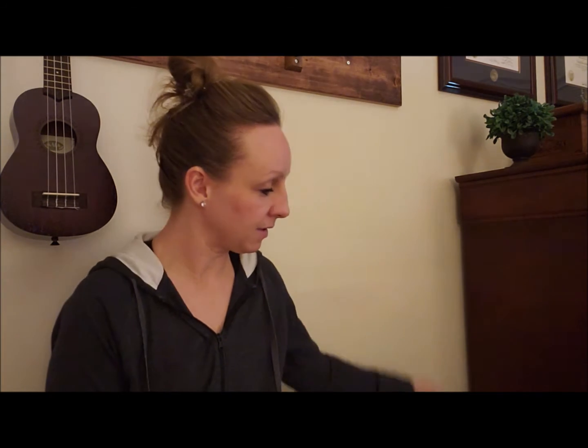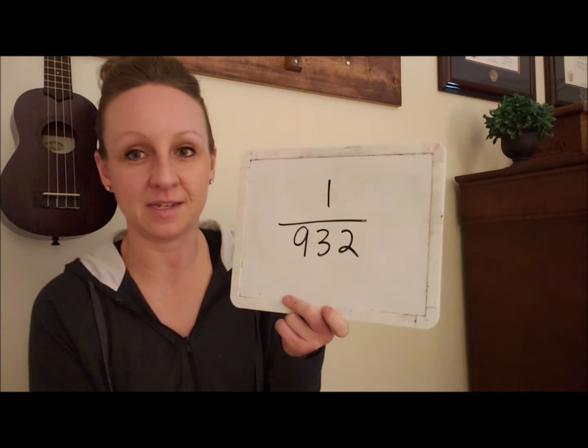Okay, so we're going to take a look at how to simplify fractions. What that means, even before we get into how we do it, is you're taking a fraction that looks really, really big, and it may not be worth a lot just because it's a big number. Like, let me show you this. 1 out of 932. This is not worth a lot.